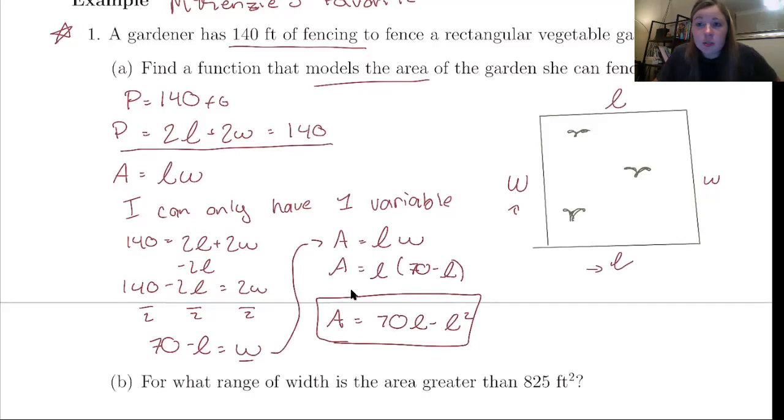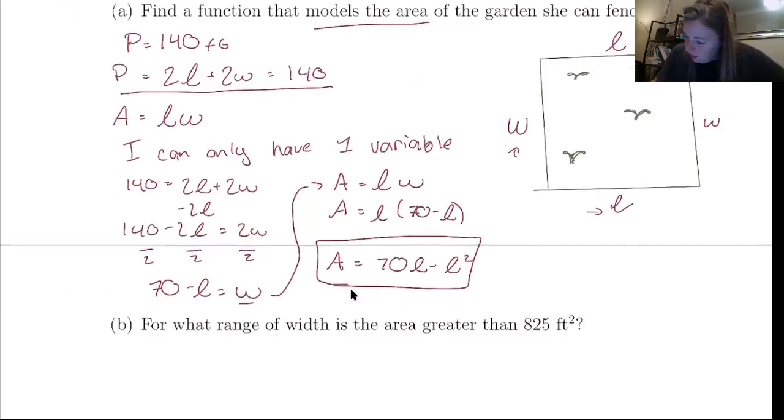If it gives you a picture and shows you what X is, and we'll do that on one of your homework problems, you don't have to choose which one's X and which one's Y. I don't specifically tell you that. But for this one, it doesn't really matter which is L and which is W. But most of the time it will matter, so just be careful.